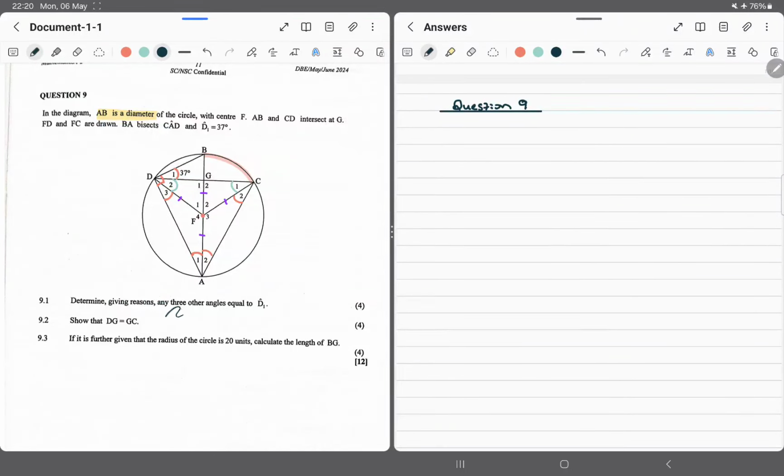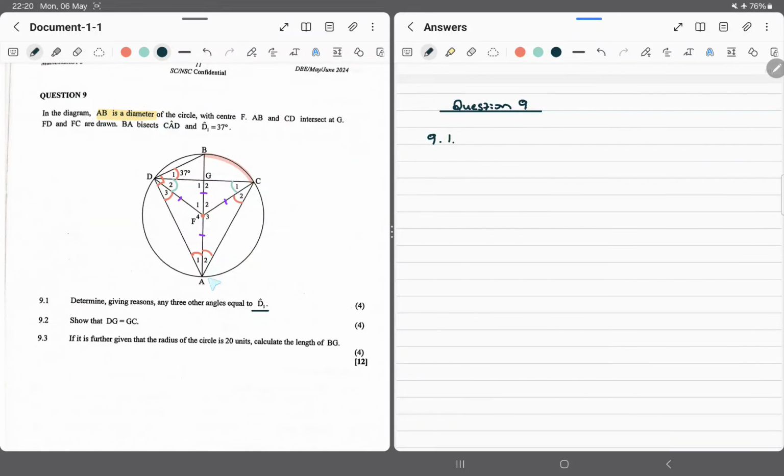Determine with given reasons any three other angles equal to D1. So we can see D1 is equal to A1, A1 is equal to C2. D1 is equal to A2, which is also equal to C2, but also A2 is equal to A1, and there's another one there. So that's why the question says any two. So this is easy.